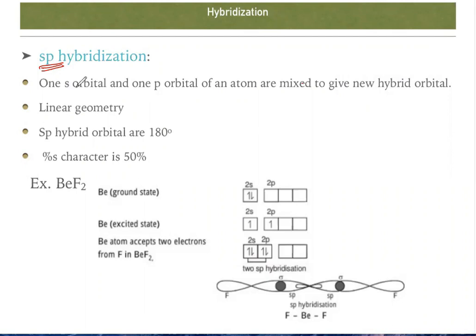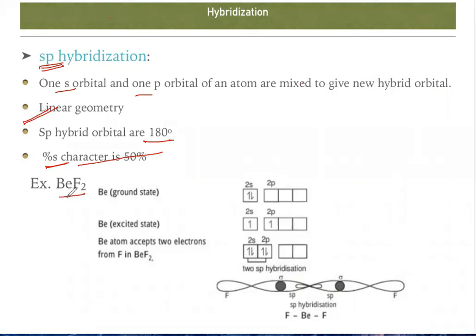As you already know, sp means there is one s and one p involved, and they form the hybridization. The geometry is linear. Linear means 180 degrees, and sp hybridization is 180 degrees. We calculate the percentage of s character, that is 50%. How do you know it's 50%? Since s and p are there, the s character is 50% and the p character is 50%.